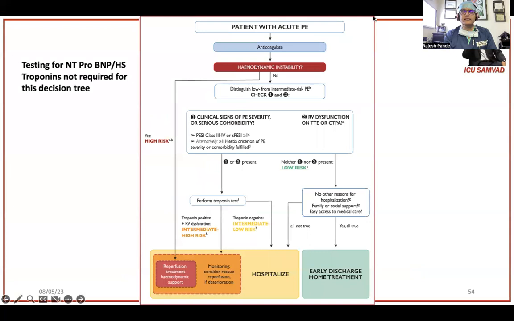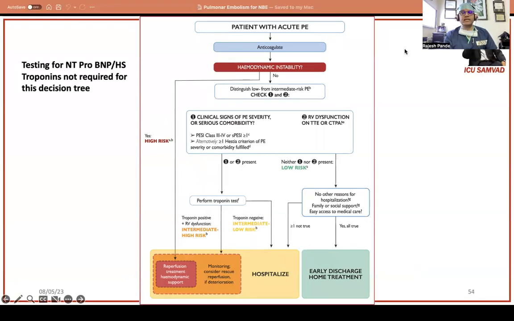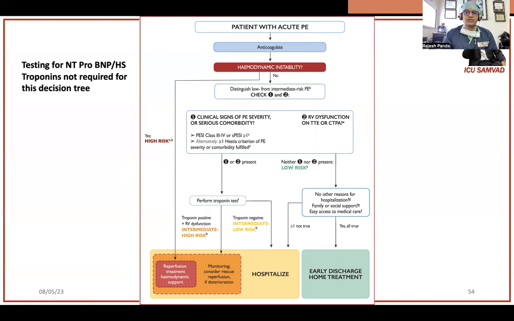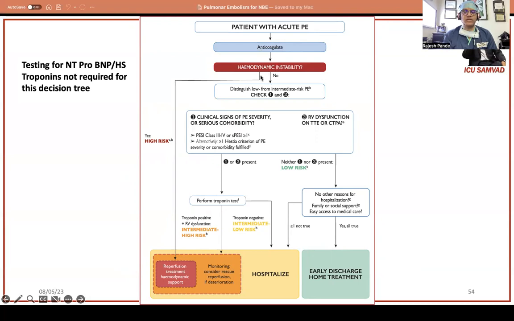And this is another treatment algorithm now for patients with acute pulmonary embolism. All patients need to be anticoagulated initially. The most common drugs that we use are low molecular weight heparins, or unfractionated heparin, or fondaparinux. This is the first step. Then if the patient is hemodynamically unstable, reperfusion treatment, generally thrombolysis.